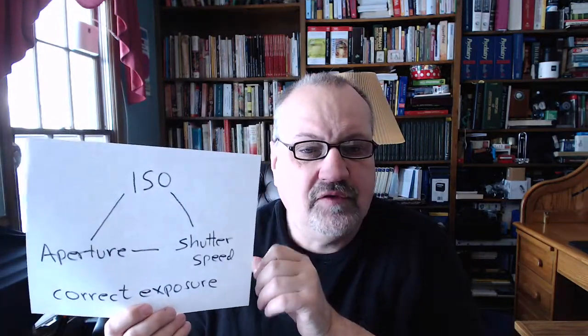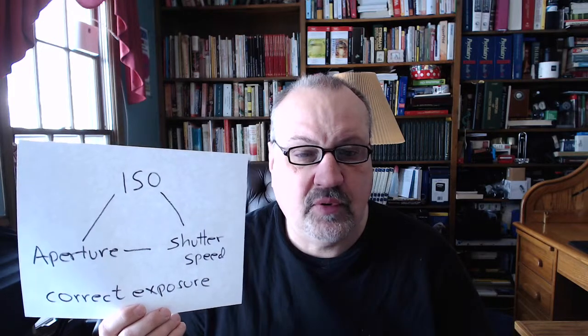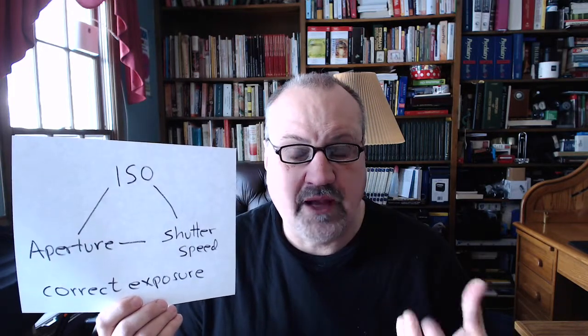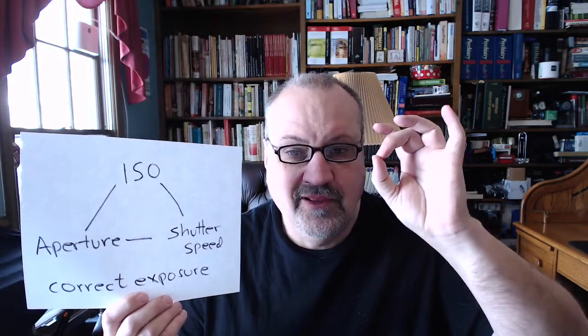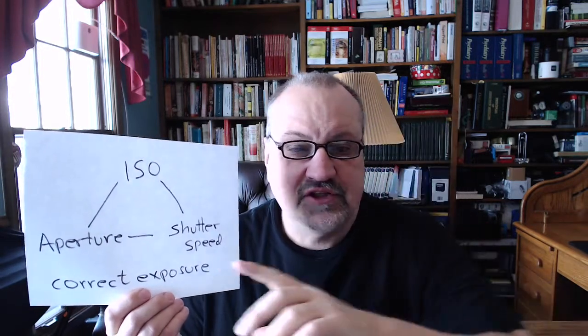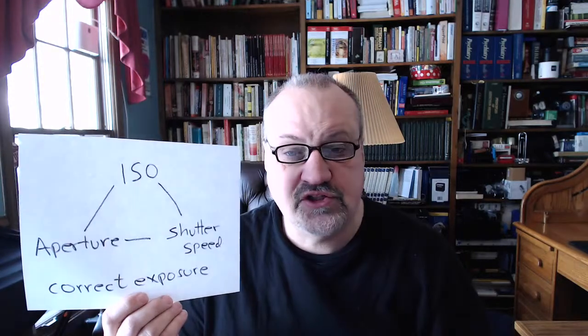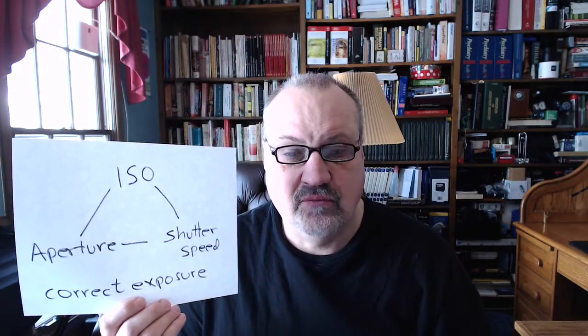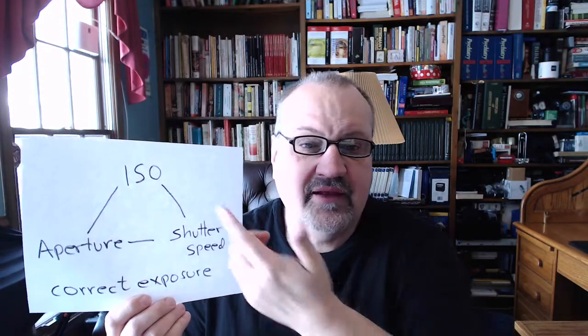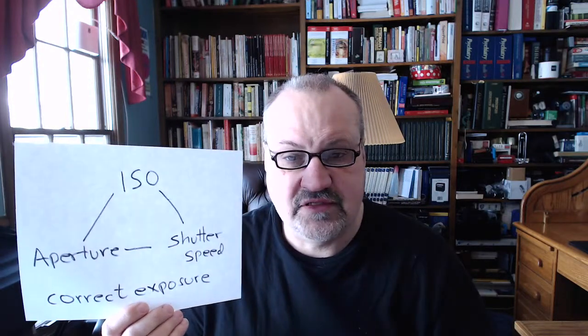So let's look at that for a moment. This is the famous exposure triangle. Three things control proper exposure. The aperture, or how wide the lens is open. The wider the lens, the bigger the hole, the more light that comes in. The shutter speed, the longer the shutter is open, the more light that comes in. And the ISO, or the sensitivity.